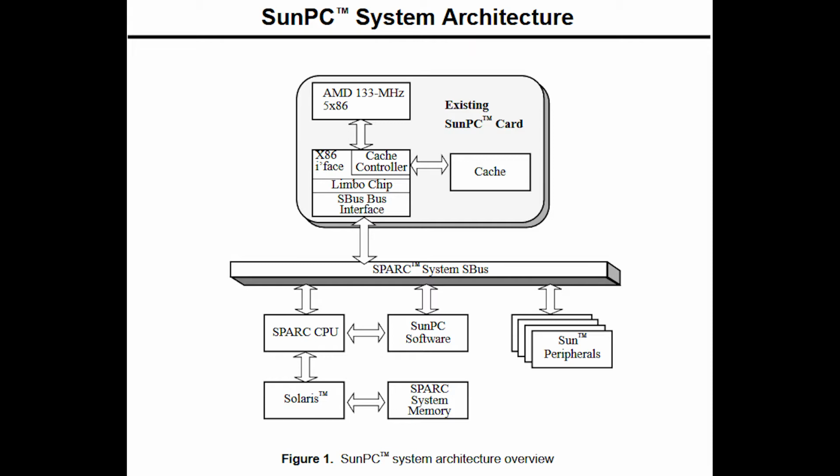The SunPC card doesn't really have much hardware on it. You have the 5x86 CPU, a cache controller and dedicated cache, and an x86 to SPARC interface, named the Limbo chip. That's it. All the other PC-side stuff is created in software via the SunPC software and the driver module in Solaris. The SunPC card does not have its own dedicated memory like a lot of other PC compatibility cards on other platforms would have. Instead, the Solaris operating system passes a requested block of system memory to the SunPC software to hand off to the SunPC card.